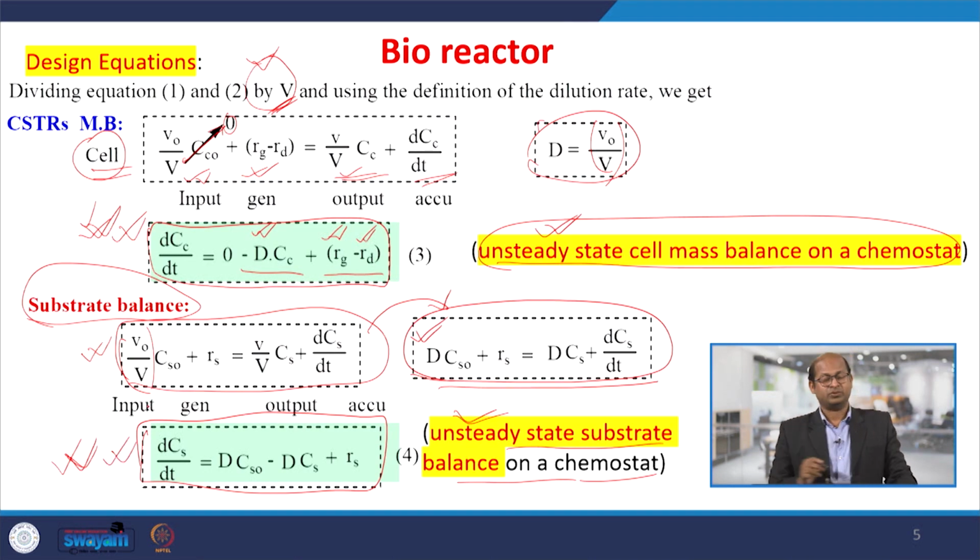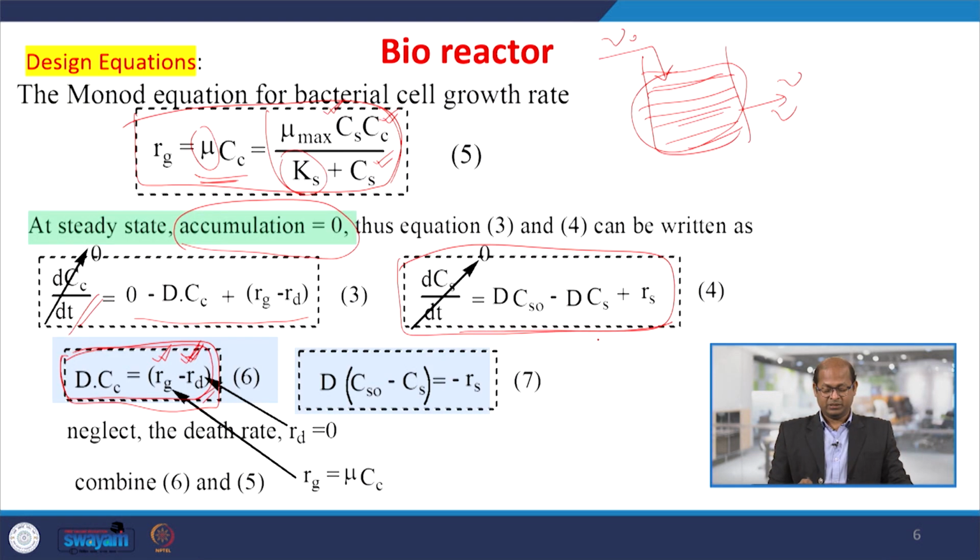This was the substrate balance equation, the mass balance equation for the chemostat. At steady state this accumulation part would be 0, as we have written here. After rearranging, these equations become this at steady state. There is no accumulation in the system, so the inlet and outlet flow is maintained, and cell reactions, that is cell growth and substrate consumption, take place continuously. So now we have equation 6 and equation 7, the two equations, one for the cell and another for the substrate.